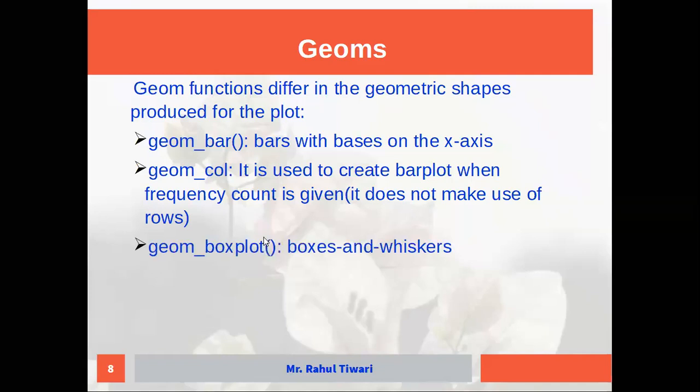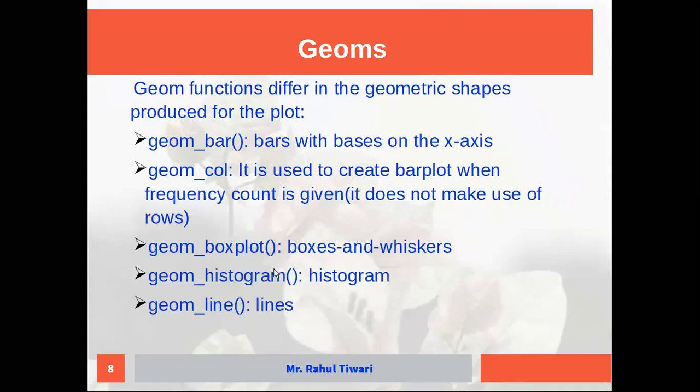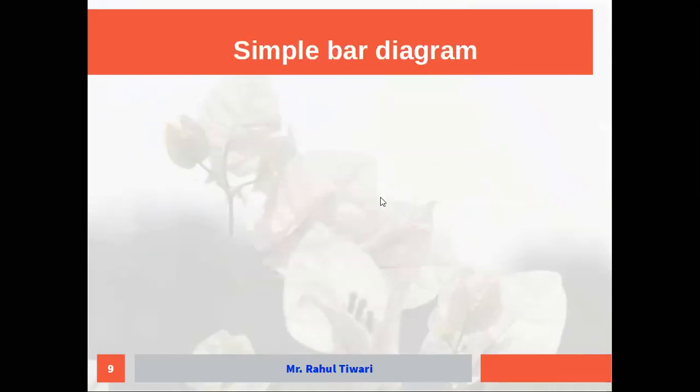Then we have geom_boxplot. This is basically used for the box plot. The name itself shows it is a box plot. Then we have geom_histogram. It's very simple, all the names are self-explanatory. Geom_line means you can see the line plot. Geom_point means scatter plot. Okay. Now let us see the simple bar diagram first. The first is the simple bar diagram. So how does the simple bar diagram work? Let's see an example. There is no theoretical part regarding the simple bar diagram.